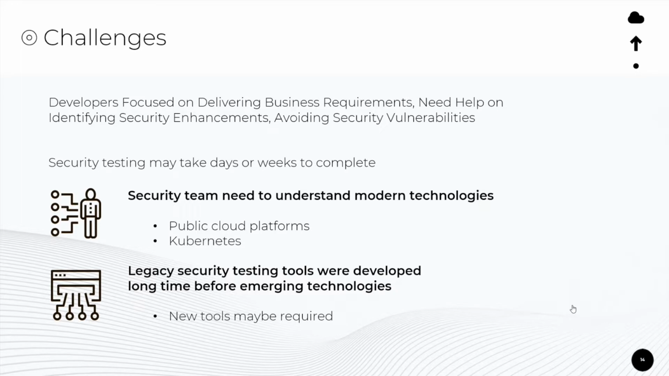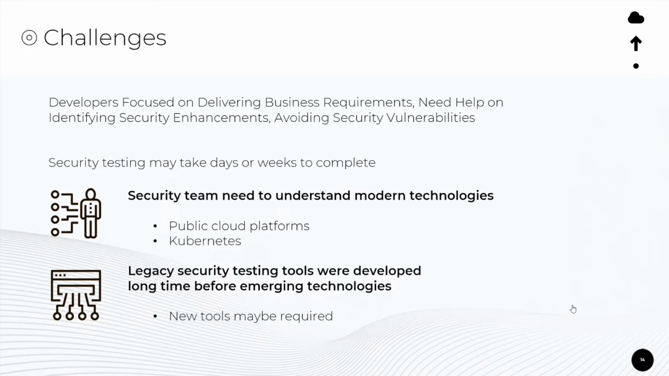So when it comes to the security team, they need to first understand the modern technologies, especially when it comes to a DevOps process that has been set up based on your cloud environment. The security team should know about the public cloud platforms, be it Azure, AWS, Google, and so on. And they need to understand how Kubernetes works. If your application is deployed in Kubernetes, and the DevOps is tightly integrated with that, they need to understand how to do the security vulnerability testing for such an environment.